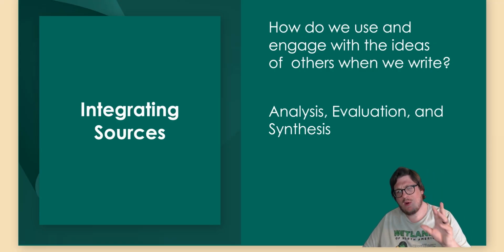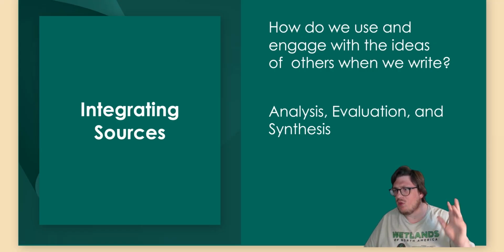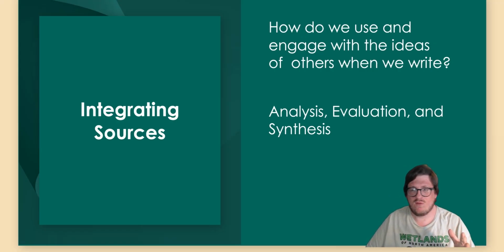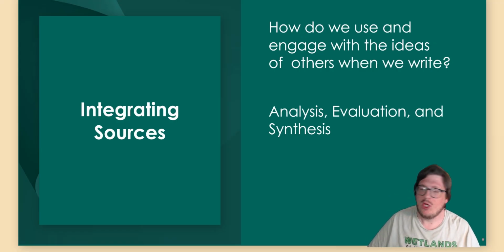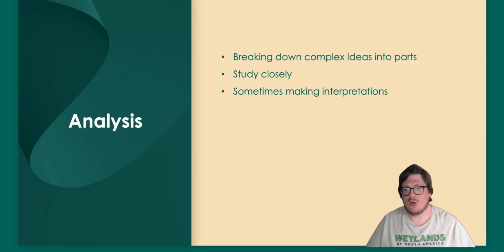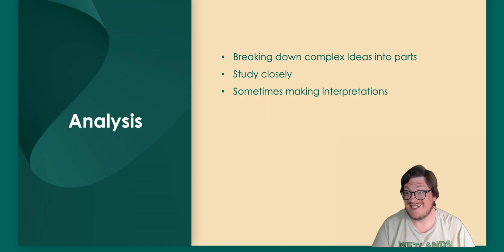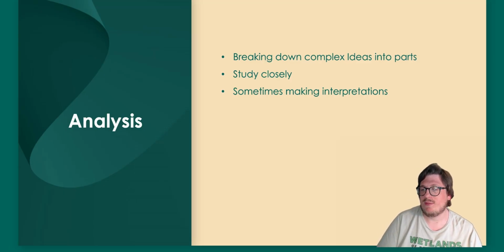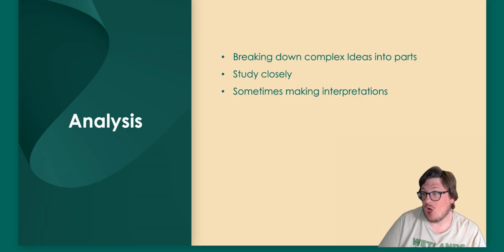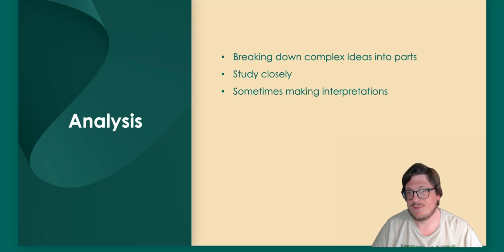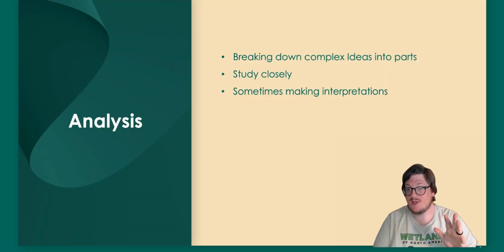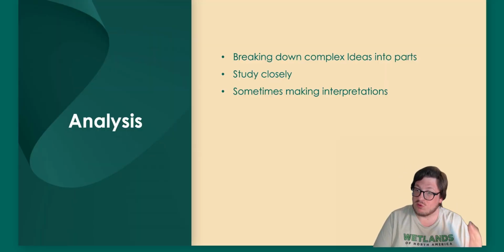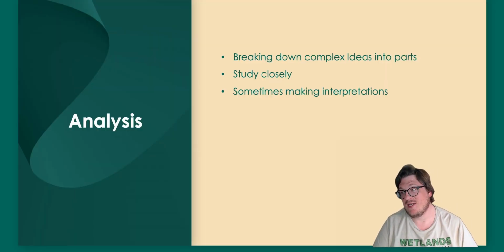So we'll talk about what each one of these are, and then we'll look at an example of how we might do that with a source using a made-up fictional source. So the first way that we might take someone else's ideas and use them in our writing is what we call analysis. We use this word a lot in writing to mean a bunch of different things. But in this case, what we really mean is we're breaking down complex ideas into parts.